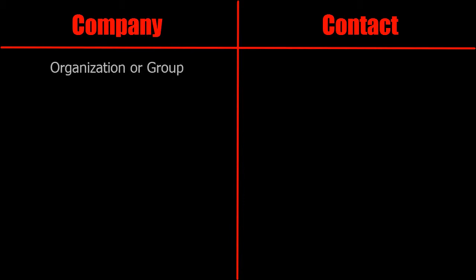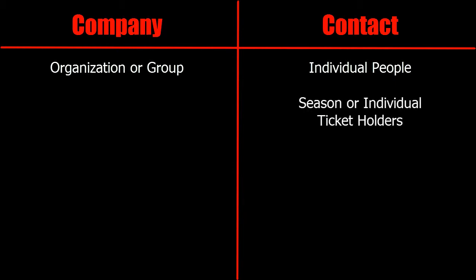When working in Sponsor Pro, it is important to understand the difference between a company and a contact, along with the statuses of each. A company is considered the organization or specific group you would approach to become a sponsor. Contacts are the individual people that are a member of the company. Contacts can also be used for season or individual ticket holders.